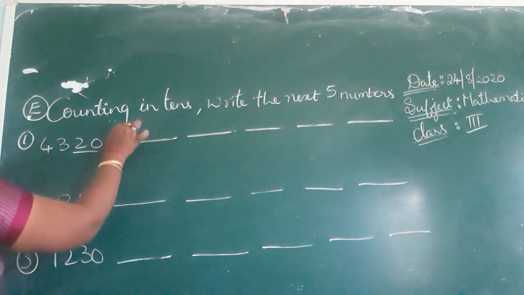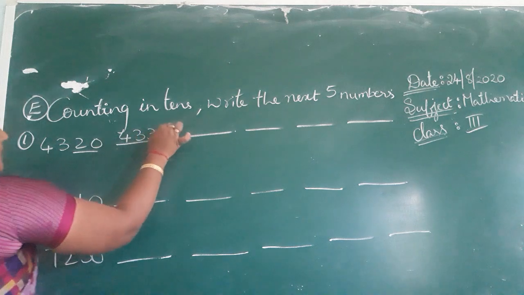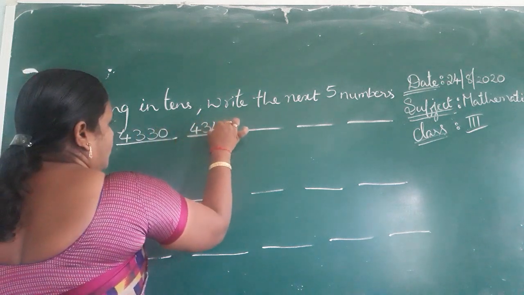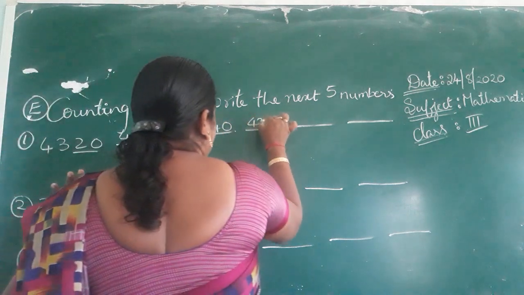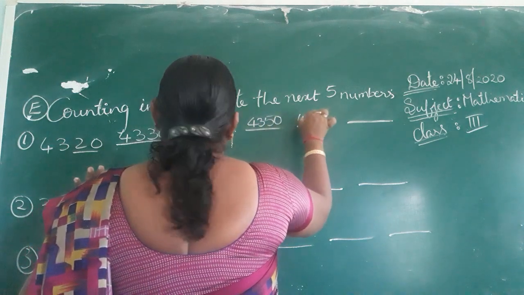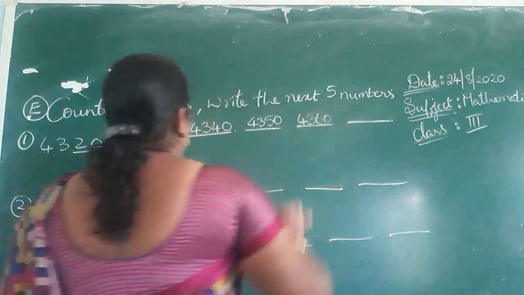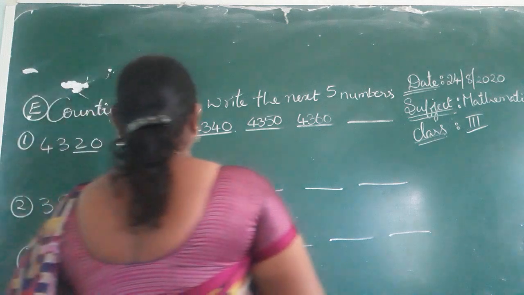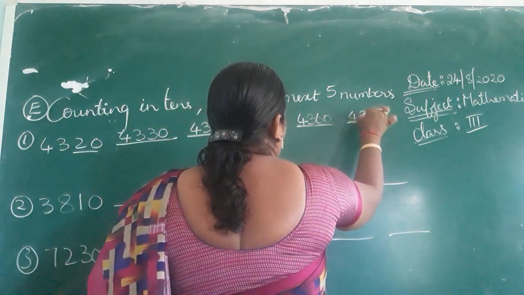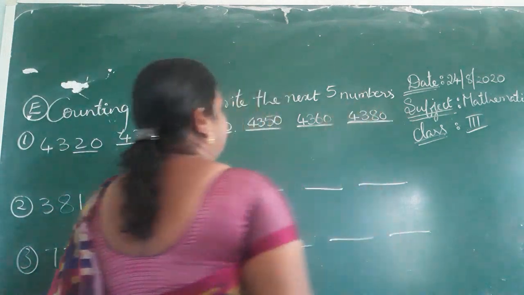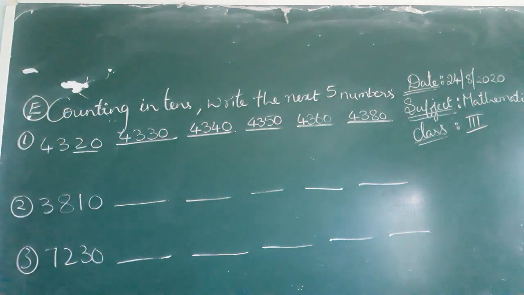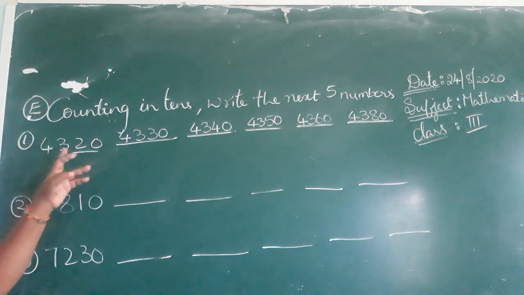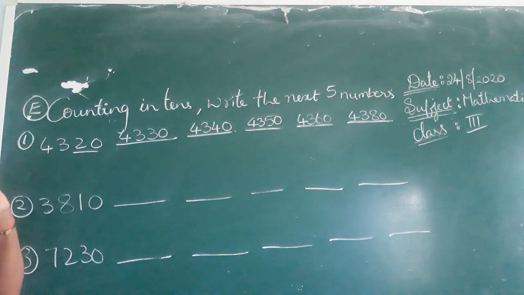4320, 4330, 4340, 4350, 4360, and next number 4380. So the change may take place while adding in tens. The change may take place at the tens place and ones place digit.